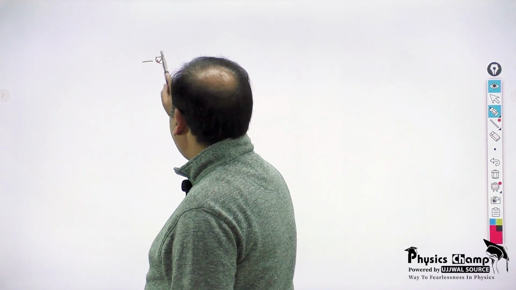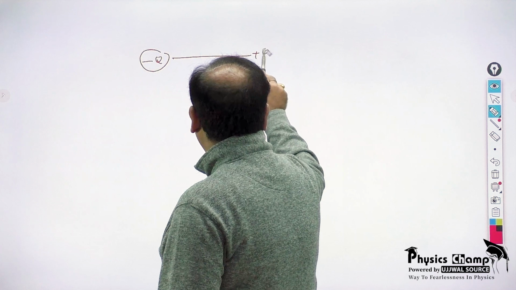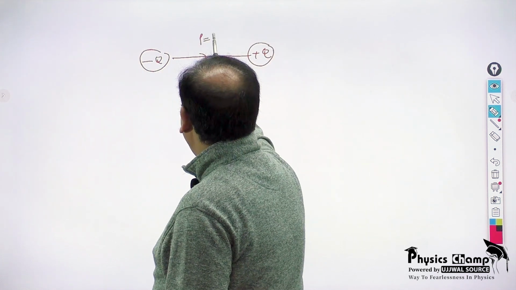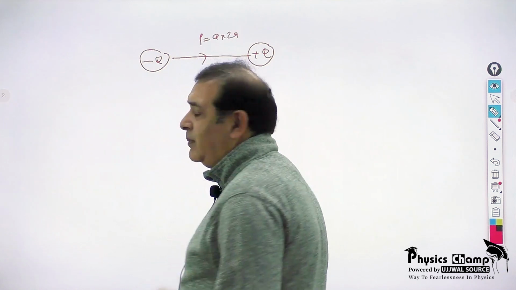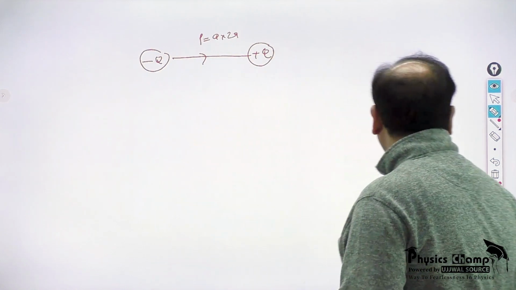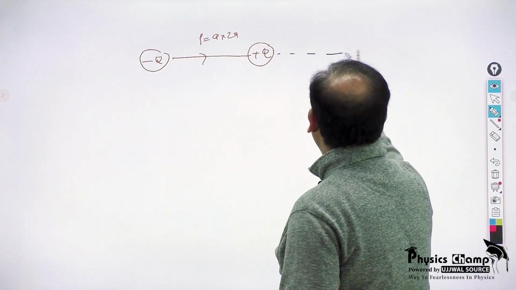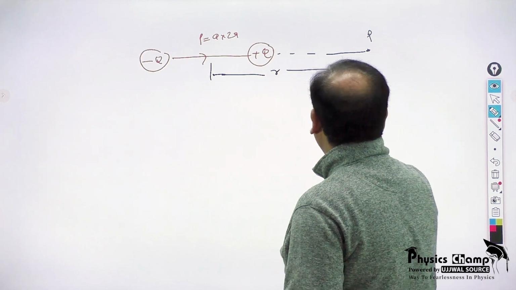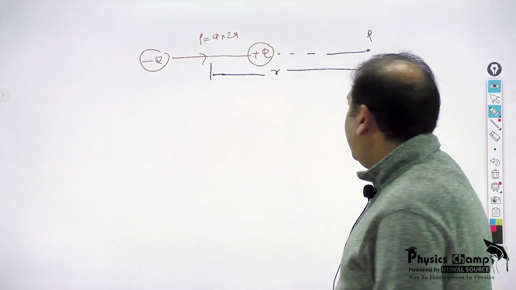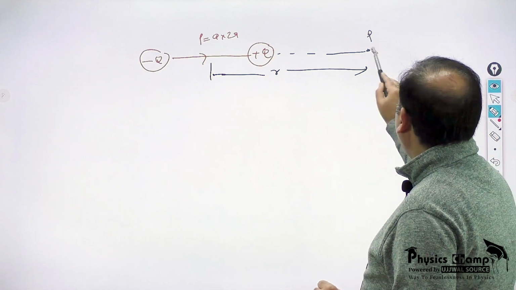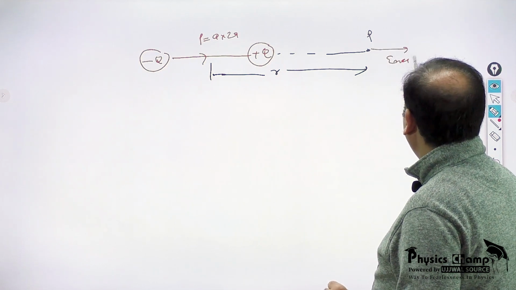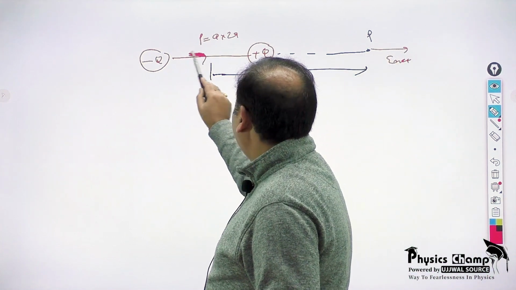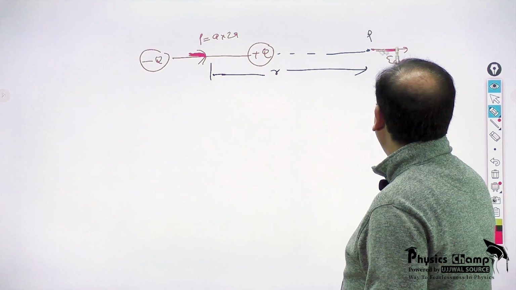You have a negative charge, you have a positive charge. There is a dipole moment from negative to positive and it is q into 2a. When we try to find the electric field at a point P which is at a distance r from its center, the electric field that we obtained here was in this direction, in the direction of dipole moment. Dipole moment is also here and net electric field is also here.